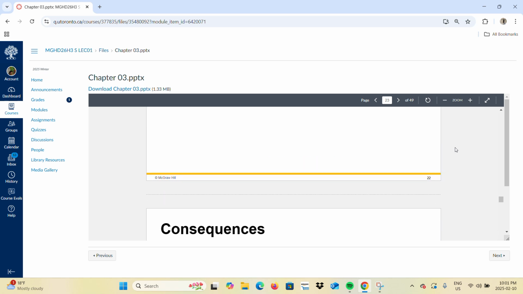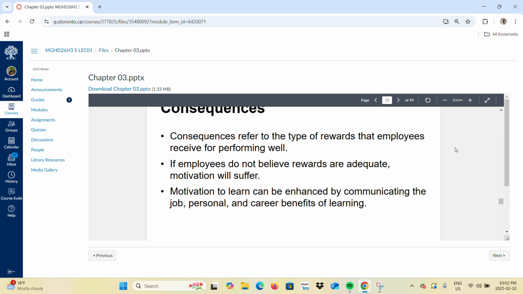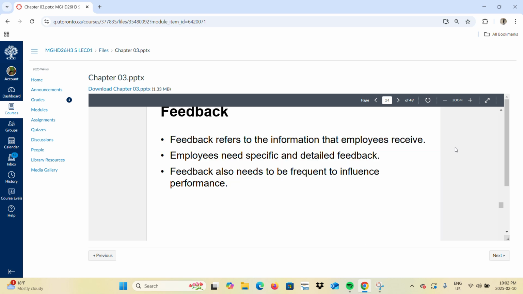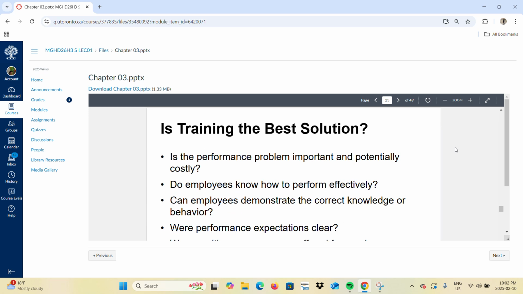Look at the consequences. This is the type of reward that employees receive for performing well. Hold up. If employees do not believe rewards are adequate, motivation will suffer. Motivation to learn can be enhanced by communicating the job, personal, and career benefits of learning. Look at feedback, which refers to the information that employees receive. Employees need specific and detailed feedback, and it also needs to be frequent so that they can continue to improve their performance and adjust off of what they know.